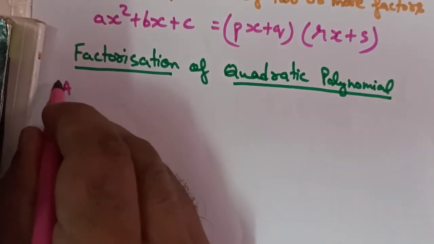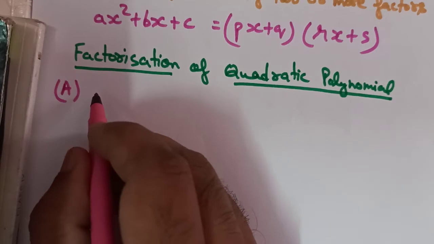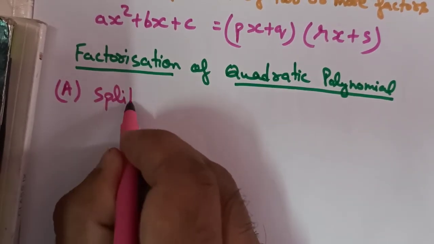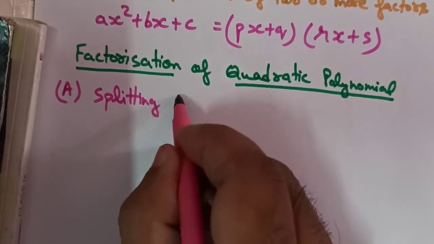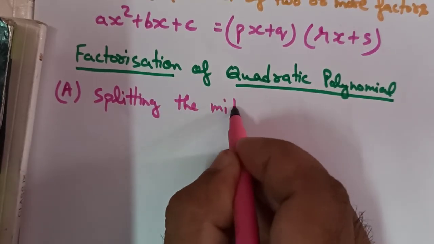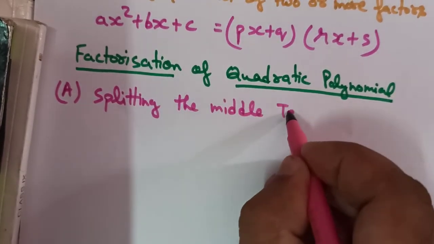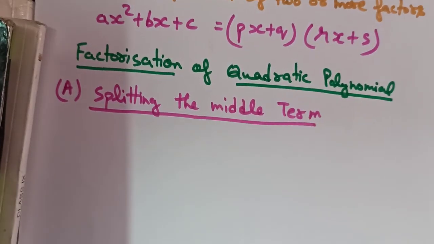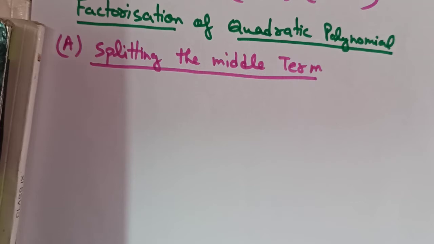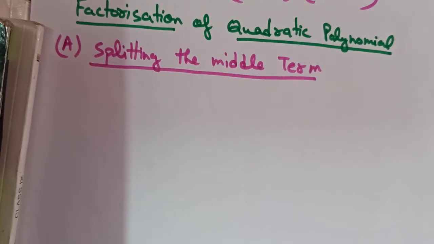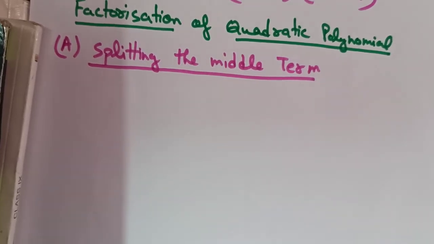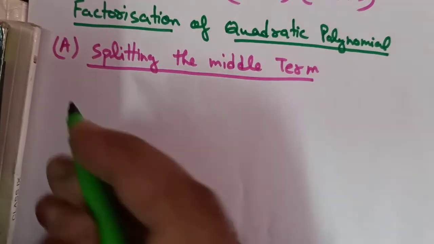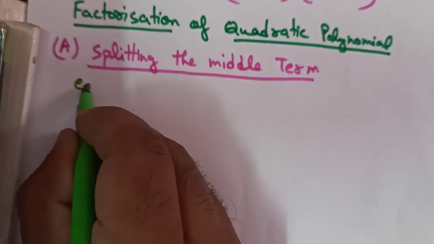The first method, which you have used in your junior classes also, is the splitting of middle term. Splitting the middle term method is most often used. You are familiar with this method. Let us take an example to understand what is the splitting middle term method of factorization of quadratic polynomial.